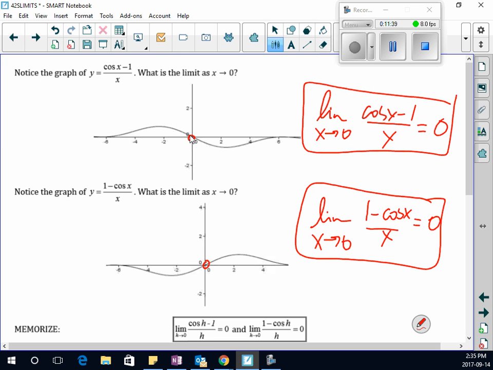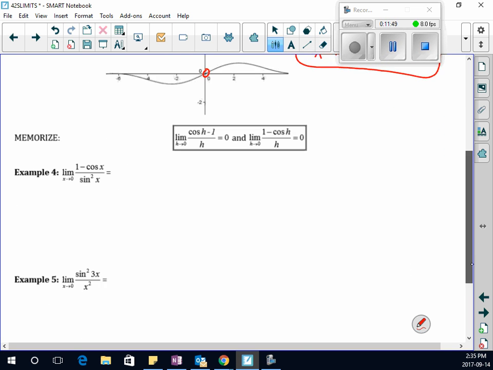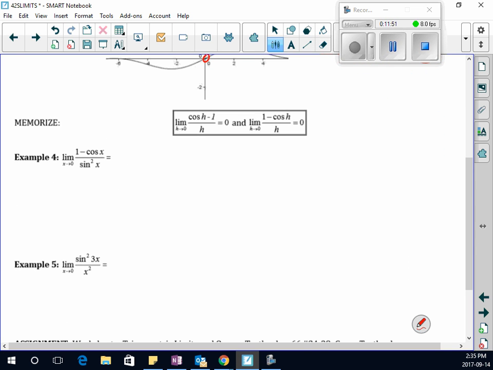So again, it doesn't have to be just x. It can be any form there. Do you see? Any form. Right? All right. So we need to memorize that one too.